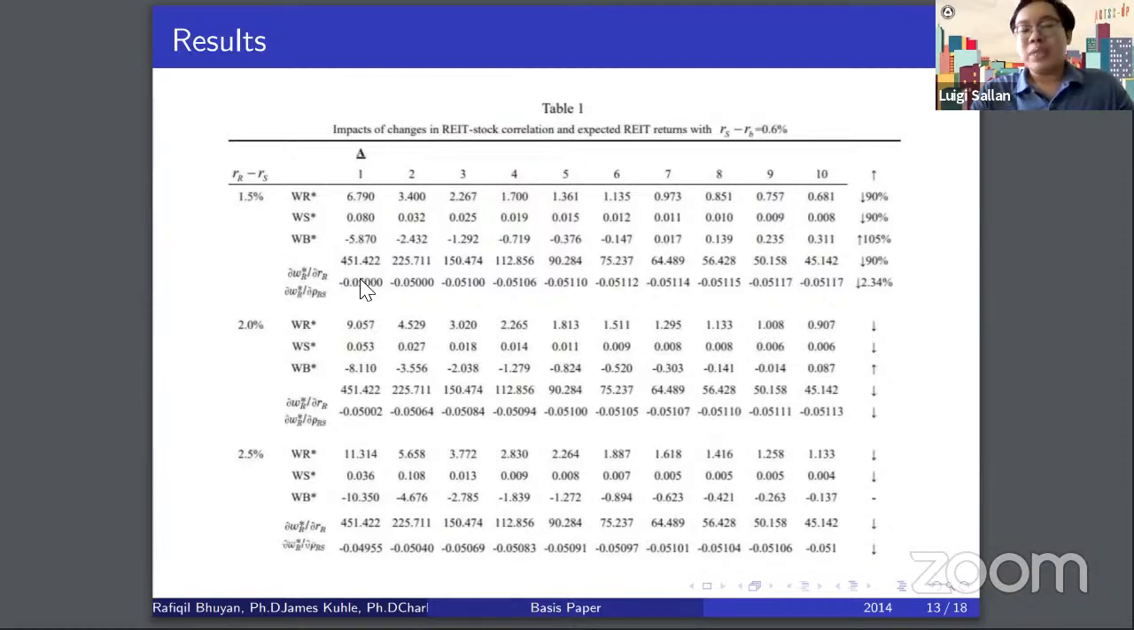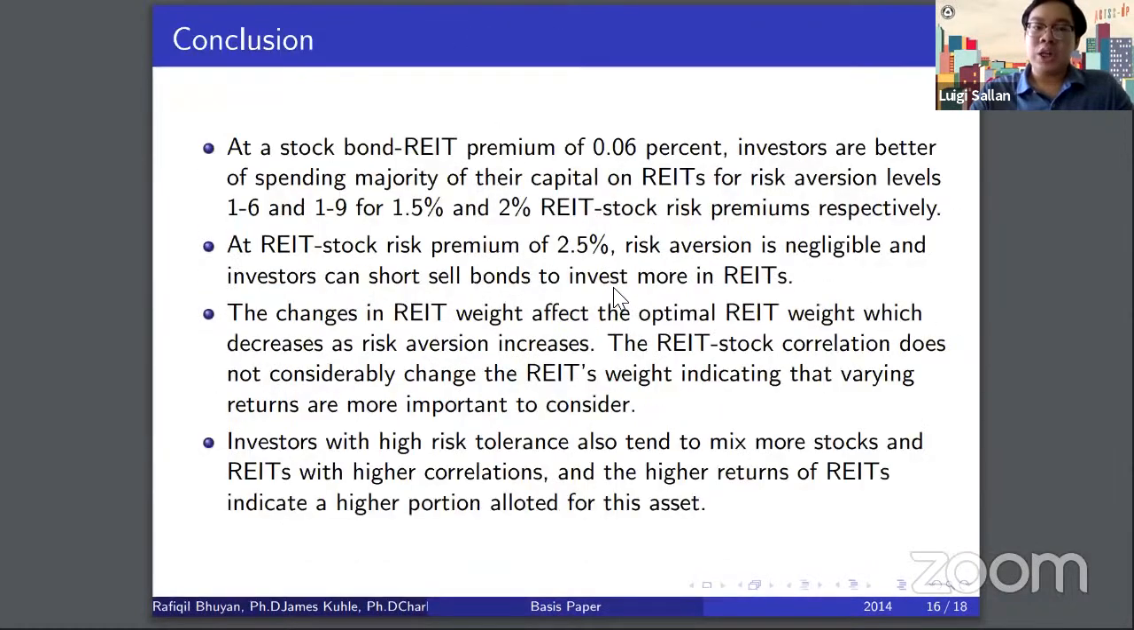Then, like what was said a while ago, the effects of the stock and REIT correlations really had marginal effects. As you can see, they're all around the neighborhood of 0.05, although the trend here is really decreasing, but not as pronounced as the effects of varying REIT returns. So finally, let's go to our conclusion.